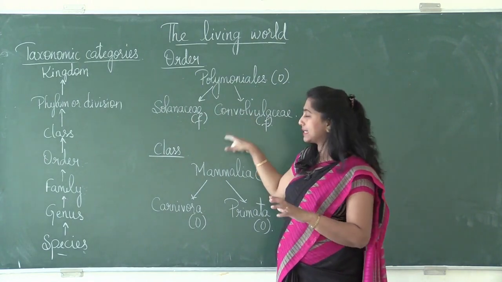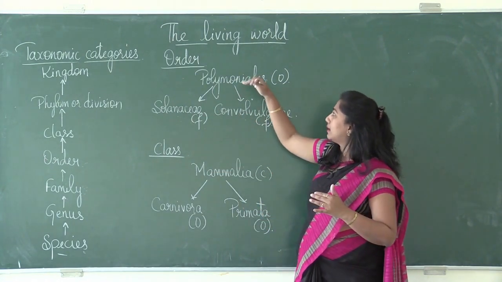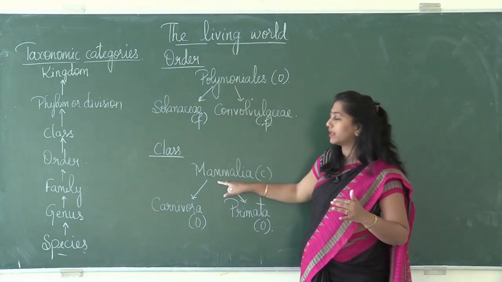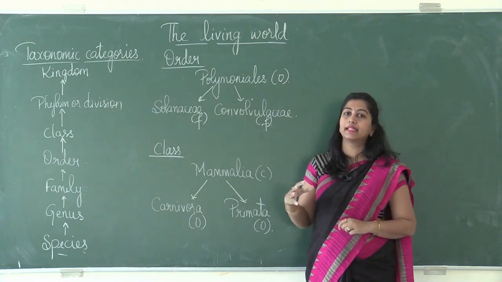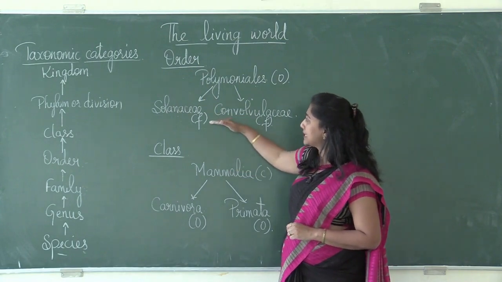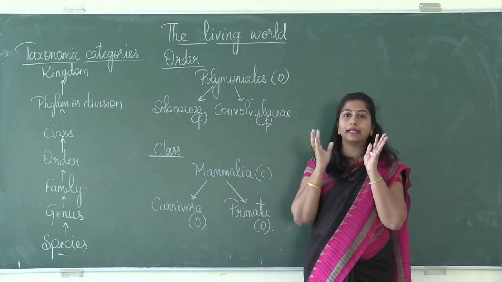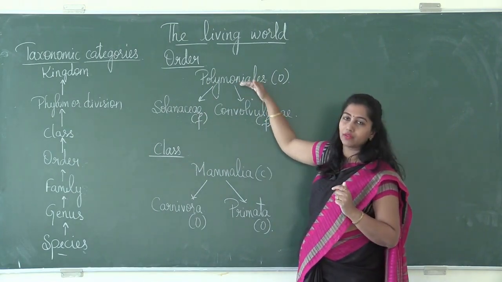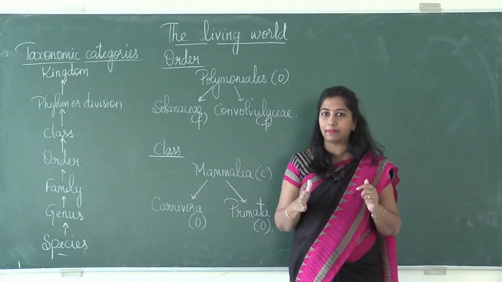We have taken the example of only two, but each ranking, whether it is order or class, for example Polymoniales or here Mammalia, has many other orders also. We have just taken the example of two. In the same way we can see it in animals also, where related families are put under one order. So order consists of a group of related families.